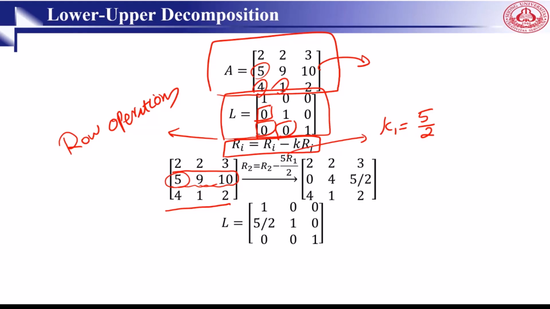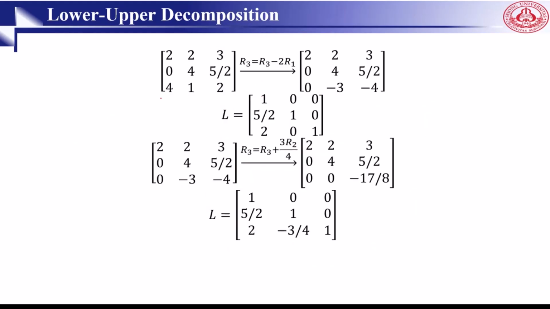If you do that, then we will have this row as 0, 4, 5 by 2, and this is the same, right? And in here, we will save this k1, in row number 2, column number 1. So k will be saved into here. This is the first step. Then we move to another step. This is what we found in the previous step. This time, k2 is equal to 2, and row number 3 is row number 3 minus 2 times row number 1, right? Because we want to change this one to 0. Row number 3 minus 2 times row 1, so this one will be 0, minus 3, and minus 4. And this k2 will be saved into here, in the L matrix, right?